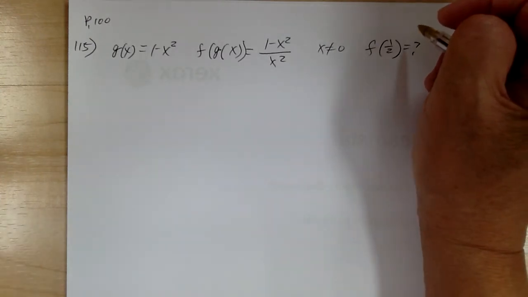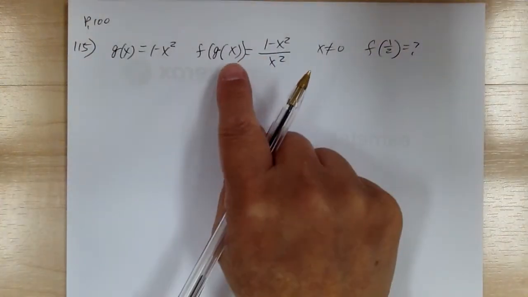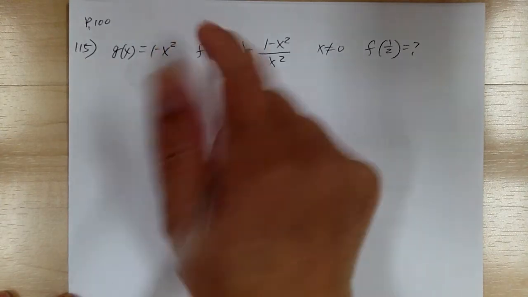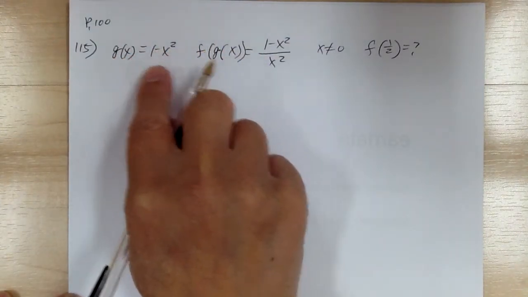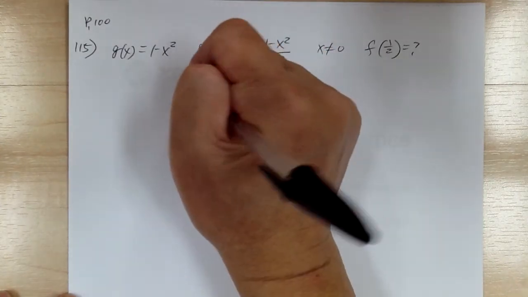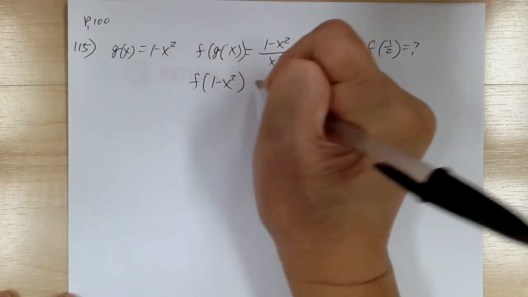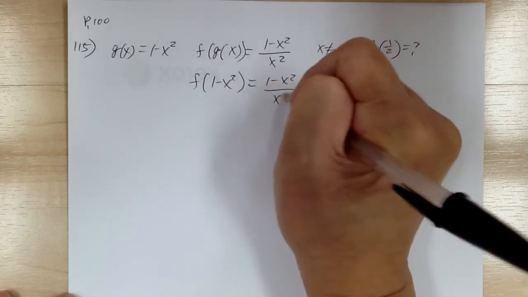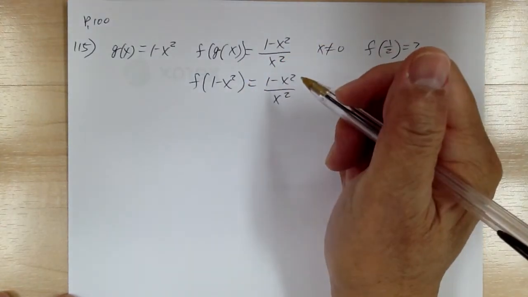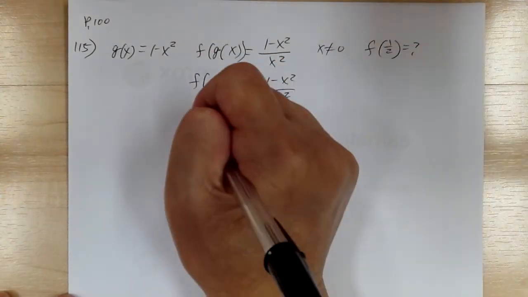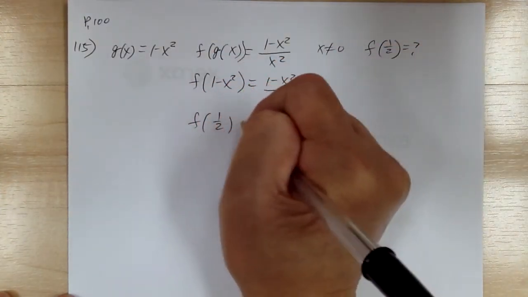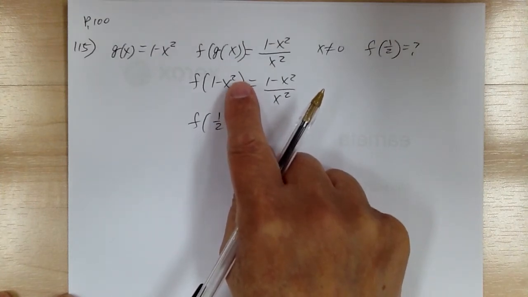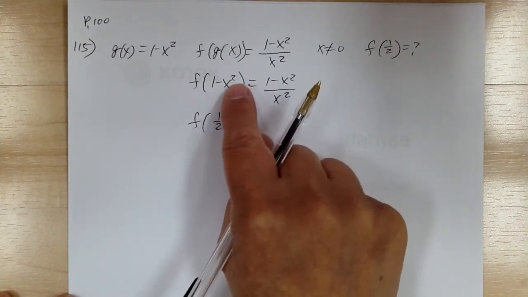So first, let's get our function. g of x is 1 minus x squared, so we substitute this into here, and this becomes f of 1 minus x squared. And we're looking for f of 1/2, so we need to figure out what x squared is.